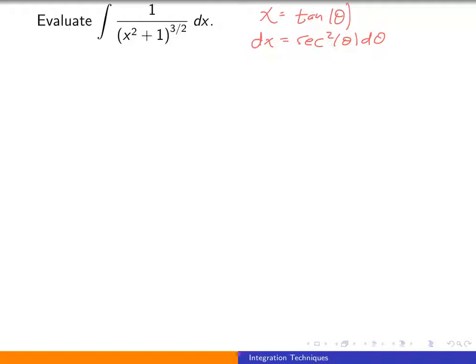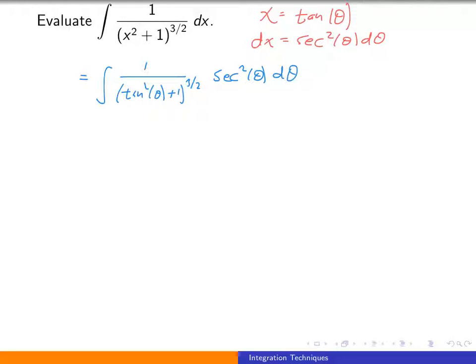So rewriting our integral in terms of the variable theta gives us the integral of 1 over, replacing that x with tangent, we'll have the quantity tangent squared plus 1, all raised to the 3/2, and dx is secant squared theta d theta. So we've applied our trigonometric substitution, we've expressed our integral in terms of an equivalent trigonometric integral.